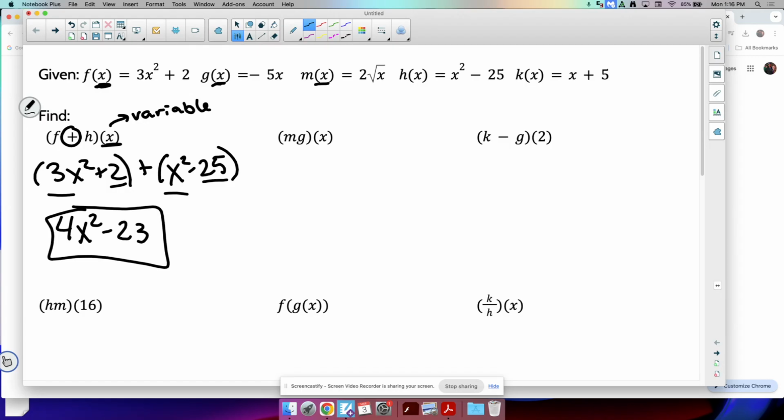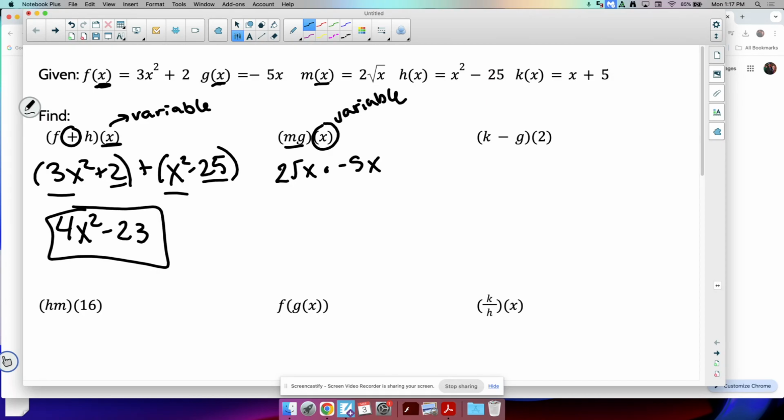The next one. Now the m and the g are touching. So what operation does that mean? Multiply. Same thing right here. This just means that's our variable. In function notation, that parenthesis x at the end just means we're using a variable of x. M is 2 root x times g, which is negative 5x.